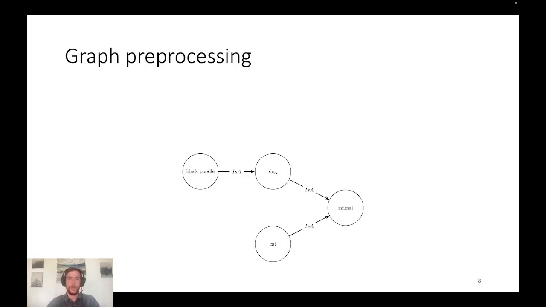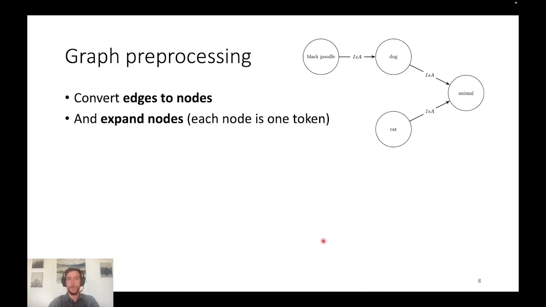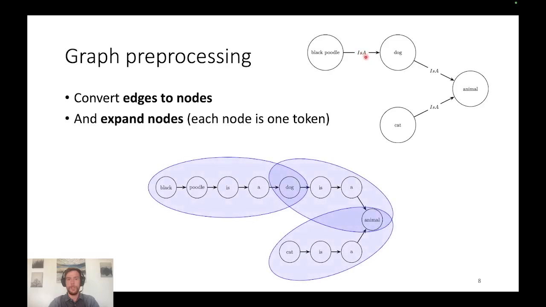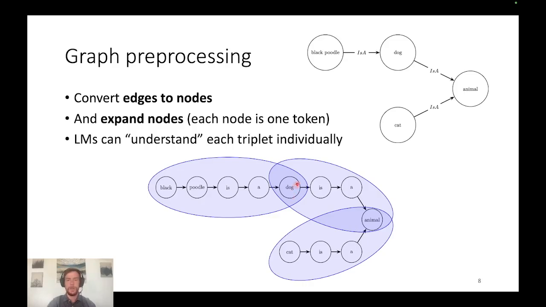To use the graph language model, we first need to do some graph pre-processing. So here we again have this example graph from earlier, and the first step is that we convert all the edges to nodes and then also expand every node such that every node consists only of one token. So this triplet here, black poodle is a dog, is now represented as the sequence of 5 tokens, black poodle is a dog, which is just a normal sequence that any language model would understand. However, they're not suited to capture the whole graph structure as a whole. That's where our graph transformer architecture comes in.